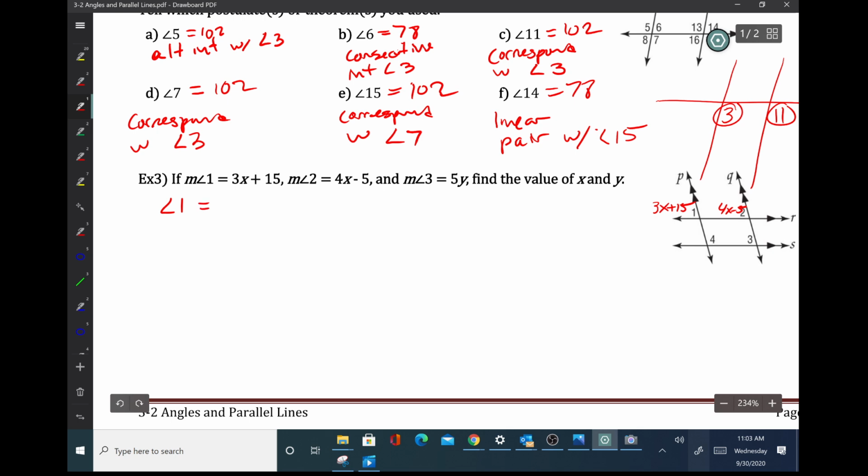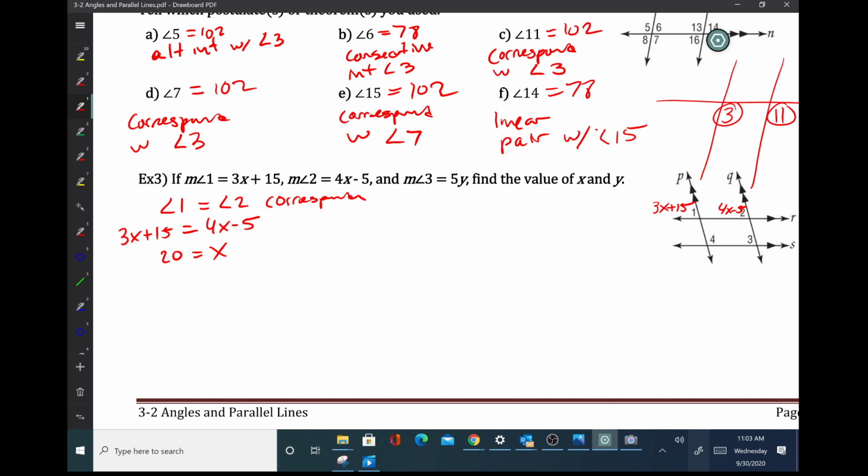Corresponding. Okay, so angle 1 is equal to angle 2 because they're corresponding, right? Yes. So 3x, let's just do the algebra. I'll just do the rest for us. 3x plus 15 must equal 4x minus 5. So x must equal 20, right? So x is 20 based on the algebra.